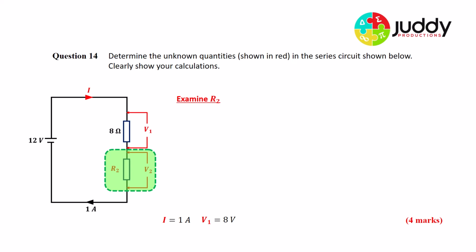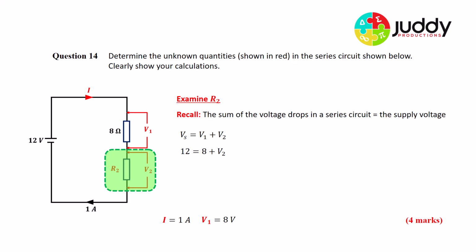Next, let's examine the second resistor. Now recall, the sum of the voltage drops in a series circuit is equal to the supply voltage. So we started with 12 volts, and we just calculated that we're using up 8 volts across this first resistor. That will leave us with only 4 volts remaining for the second resistor. This is a very simple calculation. And there's a way in which we can express it. The supply voltage is equal to the voltage drop 1 plus voltage drop 2. There's only 2 resistors in this circuit. So we start with 12 volts. 8 volts we just calculated in the previous question is dropped across V1, and the remainder is left for V2. So V2 is the difference, which comes out to 4 volts.